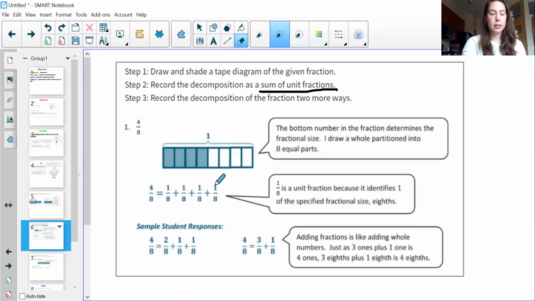Step 3, record the decomposition of the fractions 2 more ways. So it doesn't say unit fractions here, so it can be any way you want. So for 4/8, here are some, it says sample student responses because you could come up with any way that works for you. So 4/8 equals 2/8 plus 1/8 plus 1/8, or 4/8 equals 3/8 plus 1/8.